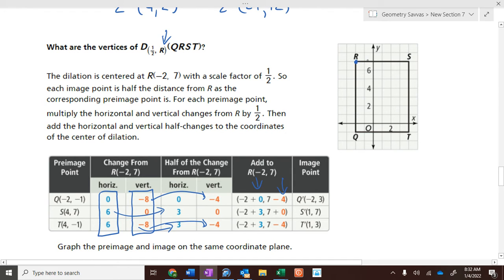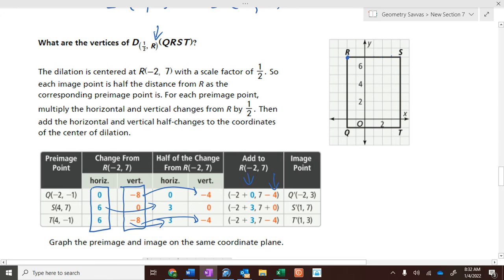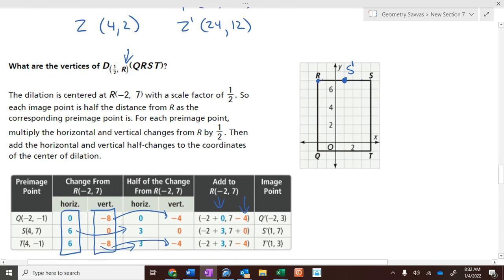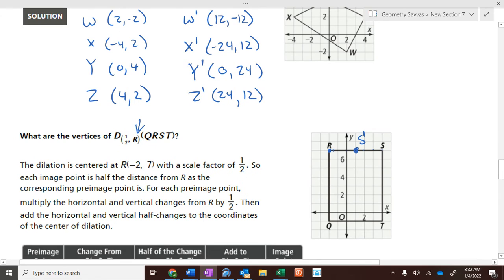RS is 1, 2, 3, 4, 5, 6 long. Okay? So to find the new S, you go half of 6, which is 3. So the new S would be right here, 3 away, because R doesn't move, because everything is moving from R. So the new S would be there.